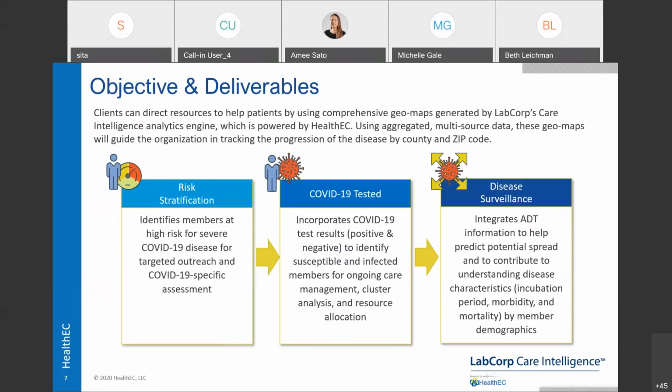So again, the objective and the deliverables, which the team put together in less than 4 weeks, was to identify the high risk, specifically those that are at risk for COVID, not just high risk. So if you had 3,000 patients, how do you narrow it down to 300 or 100 so that it is easier for us to do the outreach and get to them? And how do you find the right patients in that pool of patients that you're trying to manage?